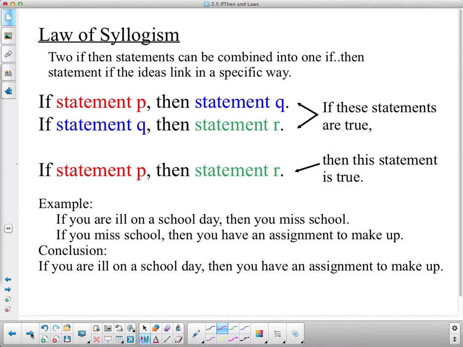Okay, let's try the law of syllogism. I put the sentence up here, and then we'll talk about the rest of it. Law of syllogism. I think syllogism's kind of a funny little word. Two if-then statements can be combined into one if-then statement if the ideas link in a specific way. So again, we have to analyze the sentences and make sure that they have the correct link in their statements.